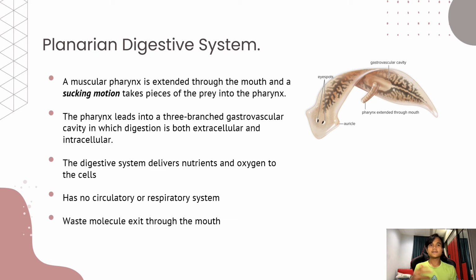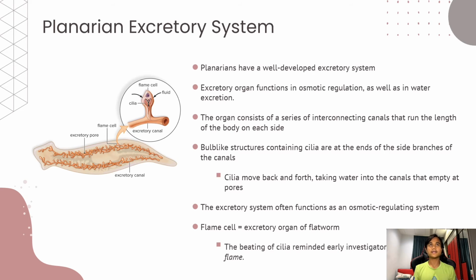This digestive system delivers nutrients and oxygen to the cells throughout the body. If we recall, the planarian has no circulatory or respiratory system, so all of the waste molecules will exit through the mouth. Next, we will look at the planarian excretory system.